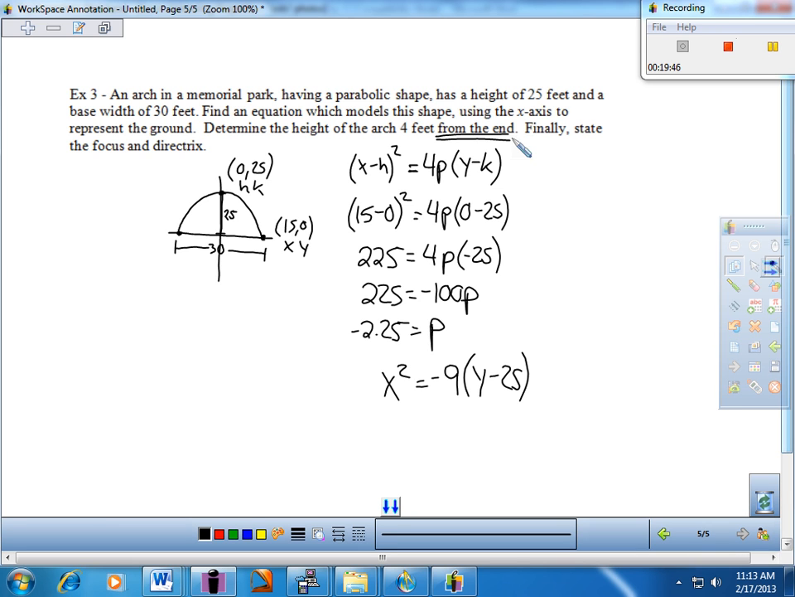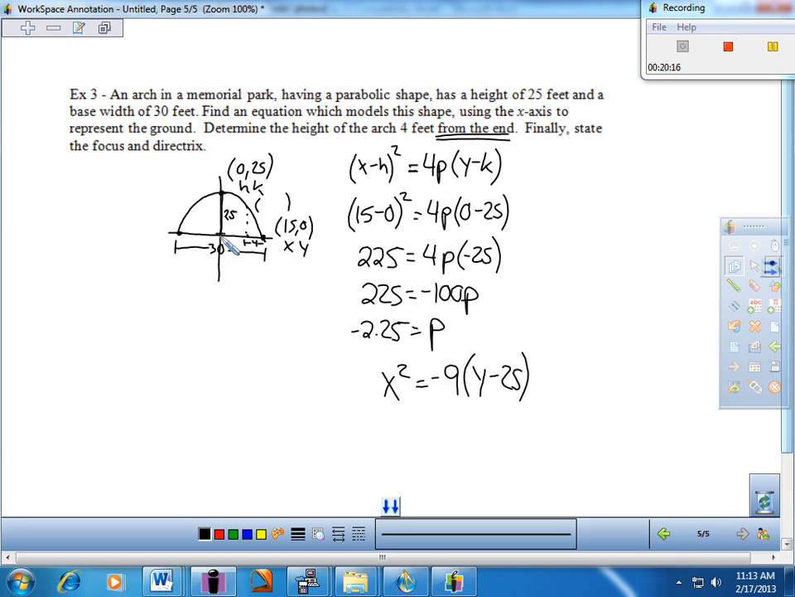Ooh, I like this. So let's go ahead and see. Here's where we are, 4 feet from the end. Either end would work. I'm going to go from this end just to stay positive. Let's go 4 feet from the end, and we want to know the height. So from here to here is going to be 4. And so the question I have for you is, what is the actual x value? It's not 4.